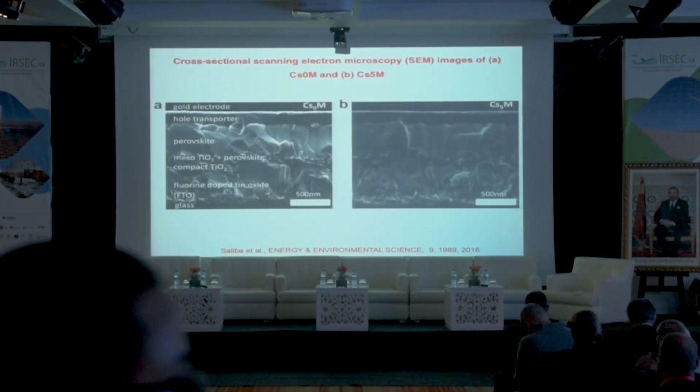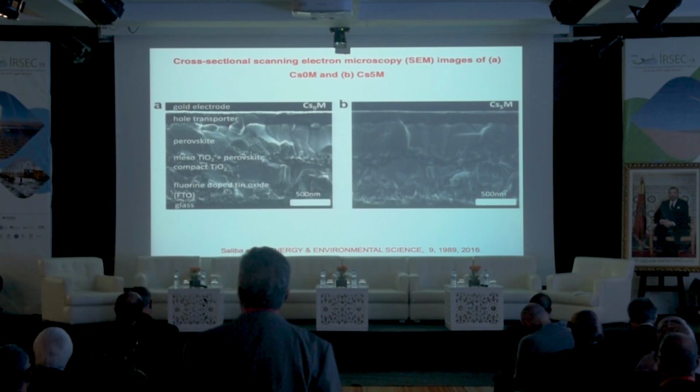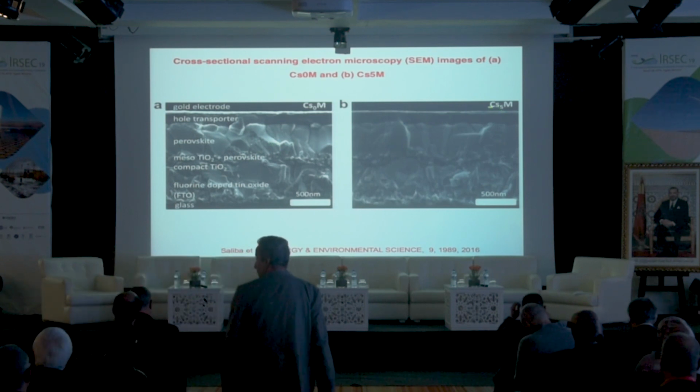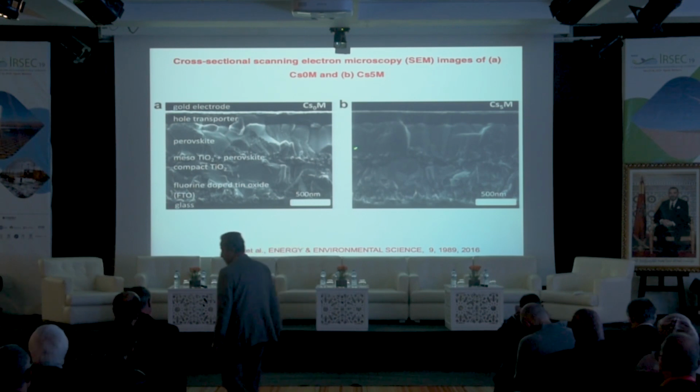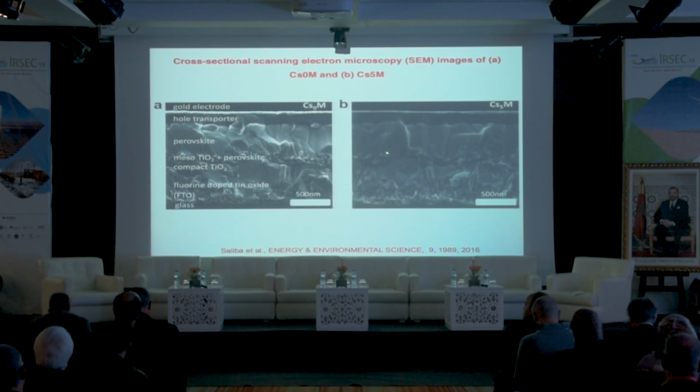Now if you look at the SEM image, the cross-sectional microscope image, this is without any cesium, cesium 0, and cesium 5. You can clearly see the presence of microcrystal structure where the crystals are broken between the hole transporting material and the electron transporting material. When cesium is 0, the crystal growth is not uniform. However, if you have 5% of cesium, you can see the crystals are significantly grown, and there are blocks connecting the ETL and the hole transporting material. So that's the beauty of having 5% cesium, it enhances the crystal growth.